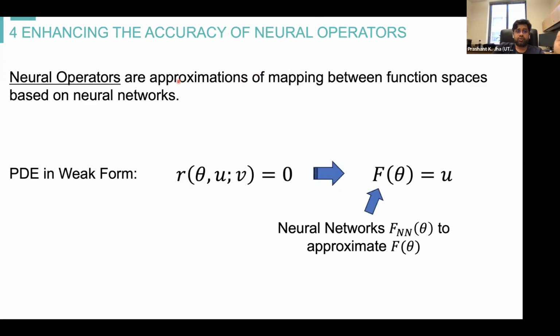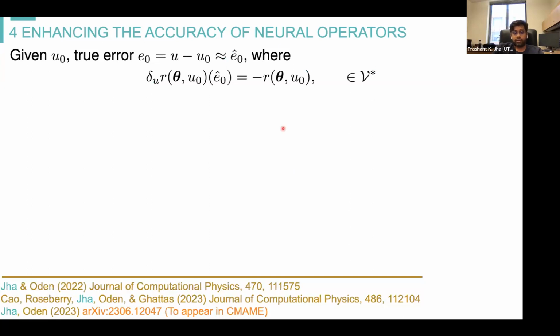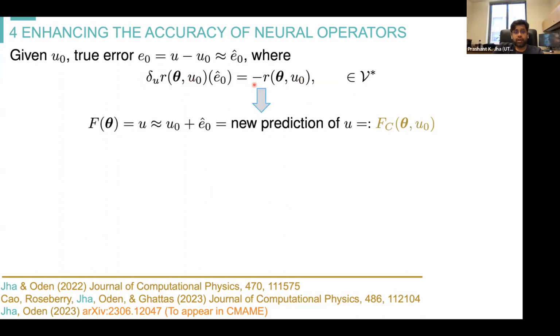So let me come back again to the topic of neural operators. We have this definition of a neural operator, and basically we are looking at a neural operator that approximates the solution operator of some PDE in this form. And now let me talk about the corrector operator. Given U0, some approximation of the solution U, we looked at this problem previously. So we can compute an estimate of the true error E0. We call the estimate E0 hat, obtained by solving this variational problem. And then we can use that estimate, add it to the given prediction to get another prediction of U. I'm going to denote this approach by a corrector operator.